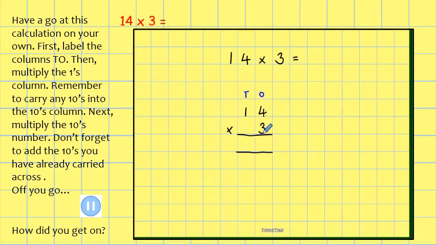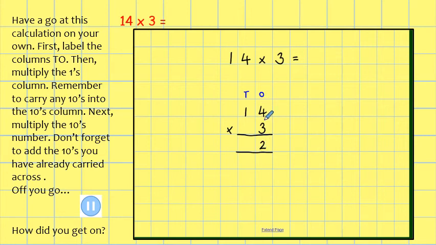3 times. Remember, we can do 3 lots of 4. If you've been practicing your 4 times table, great. If you've been practicing your 3 times table, great. You'll be able to do this one really easily, and you'll know that 4 lots of 3 or 3 lots of 4 equals 12.